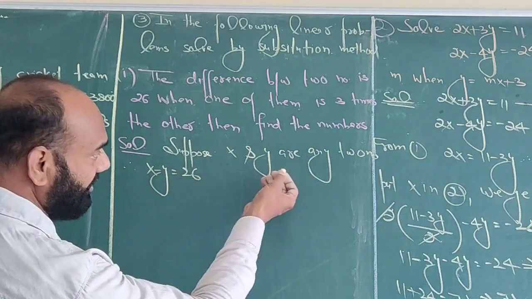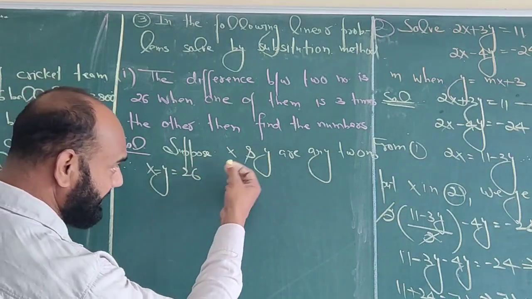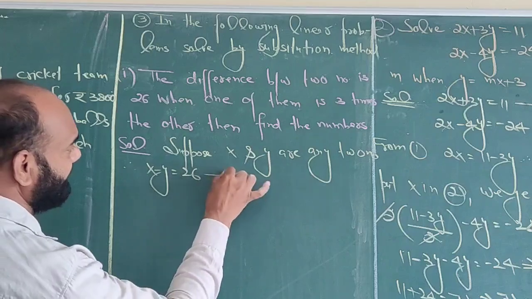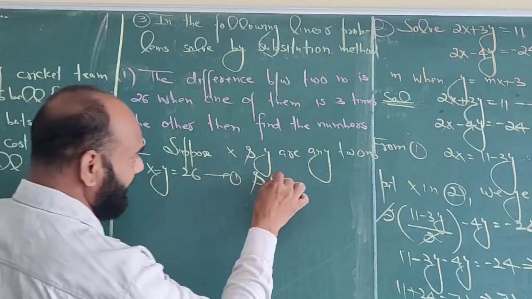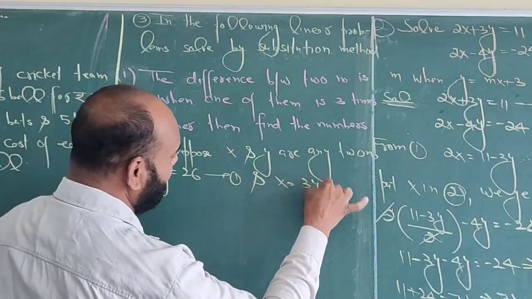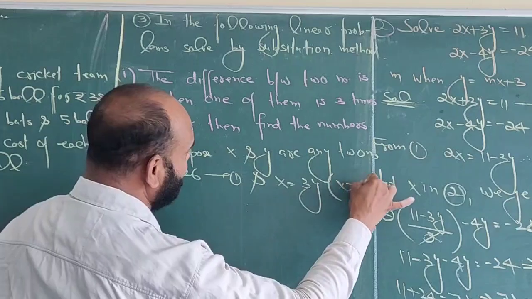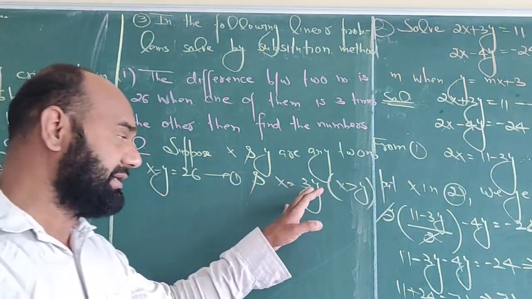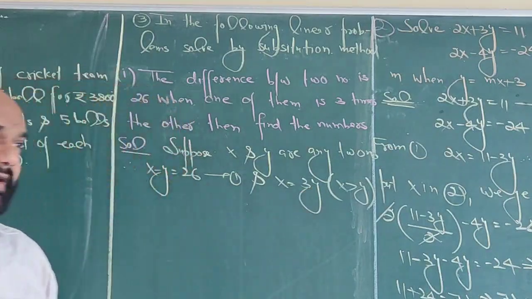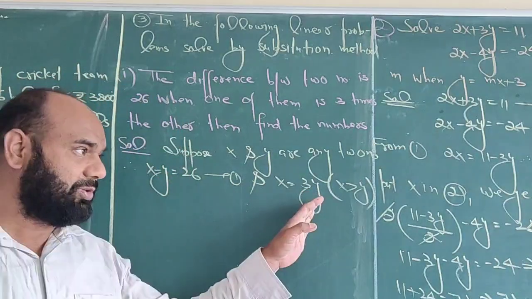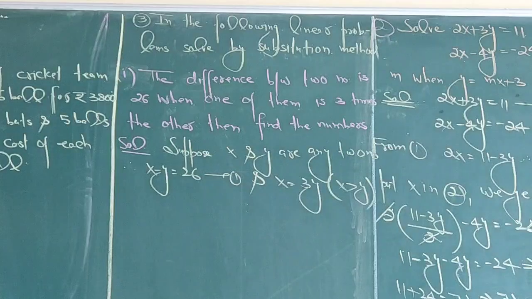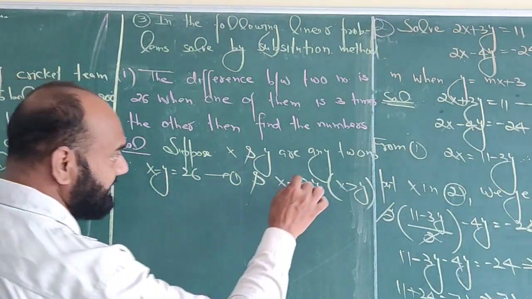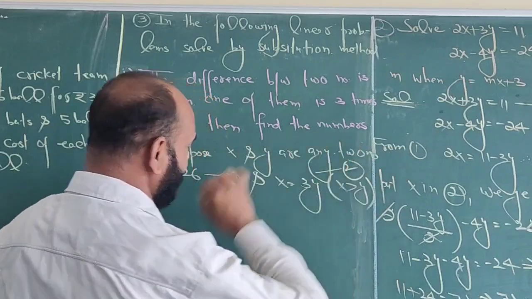So we take any one of these; suppose x is greater than y. Therefore x equal to 3y. And x is equal to 3y because we assume x is greater than y. When x is greater than y, then x is 3 times y, and when we assume y is greater than x, then y equal to 3x. We take any one of these two and the answer is always the same. This is said to be equation number 2.